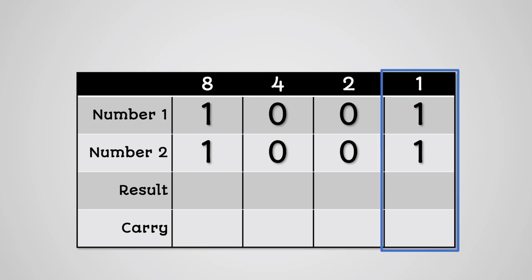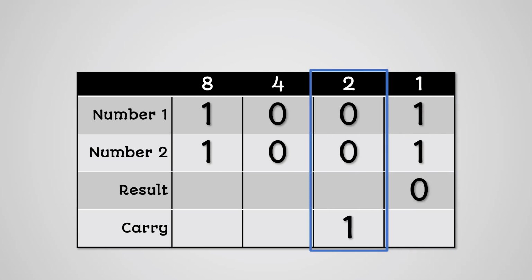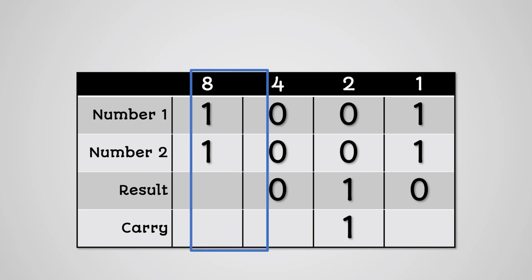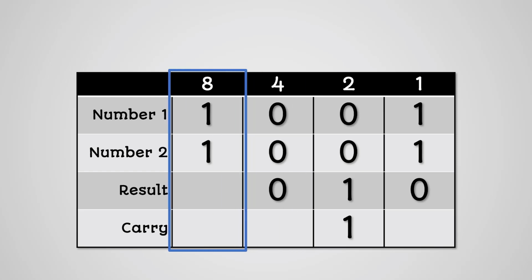Let's start by looking at the ones column. 1 plus 1 equals 0 and carry the 1. Now we look at the twos column. 0 plus 0 plus 1 equals 1, so there's nothing to carry. Let's now look at the fours column. 0 plus 0 equals 0 with nothing to carry. Finally, we look at the eights column, which gives us 0 and 1 to carry over.